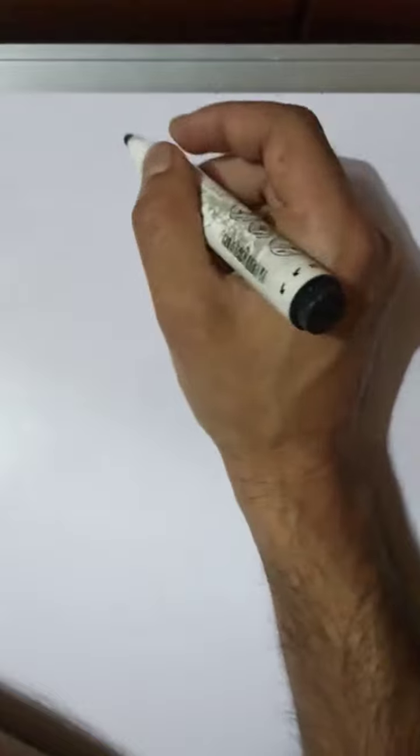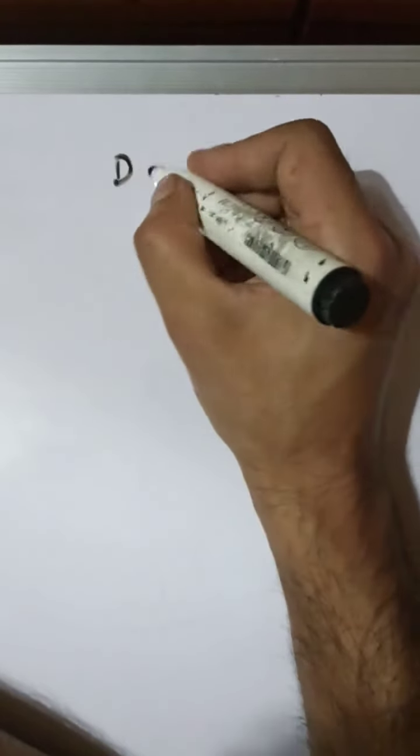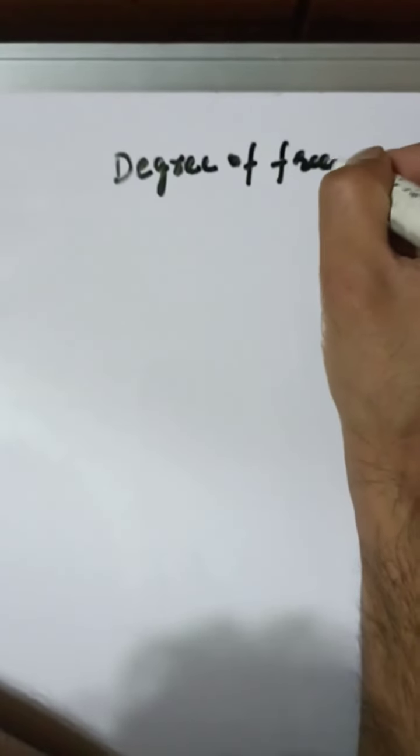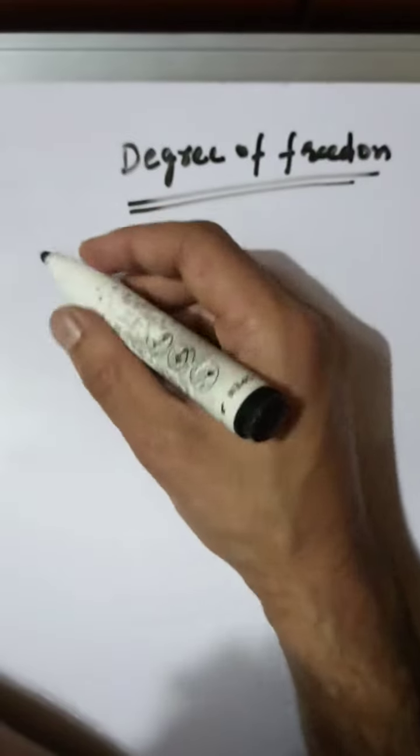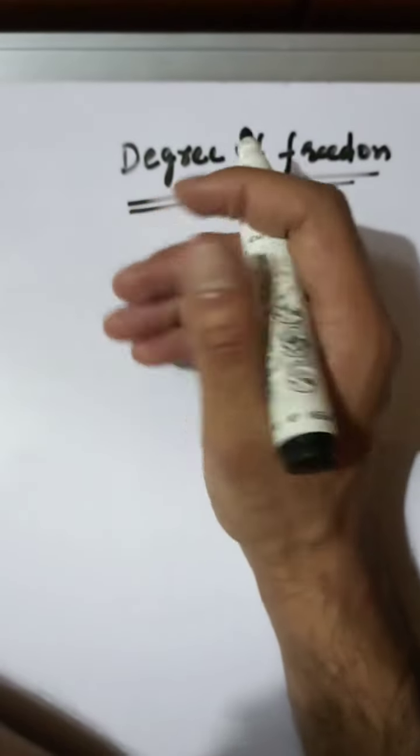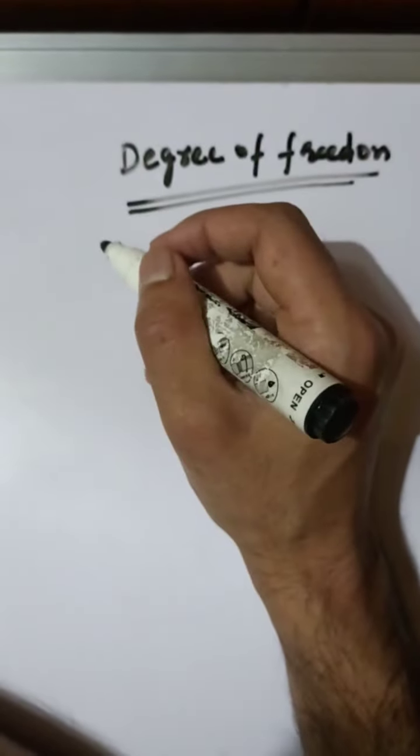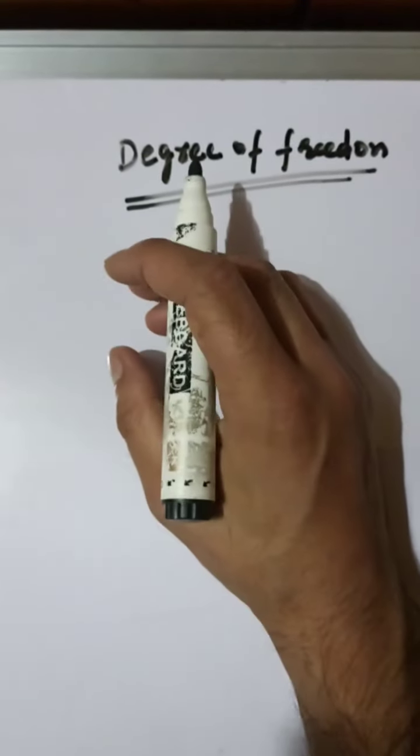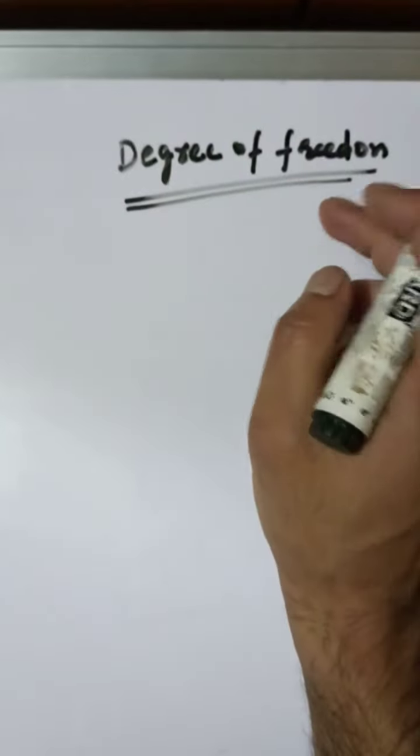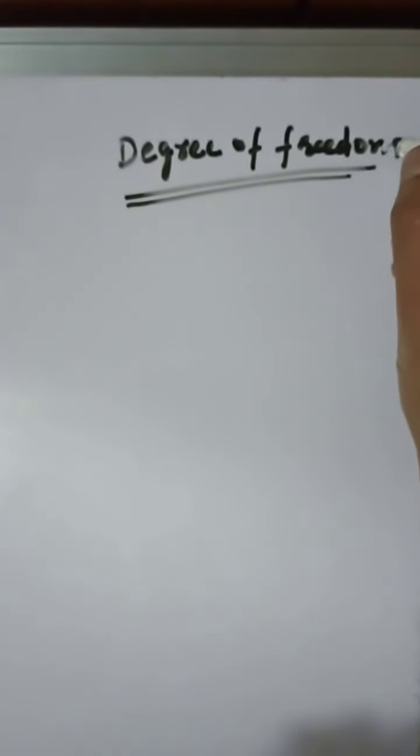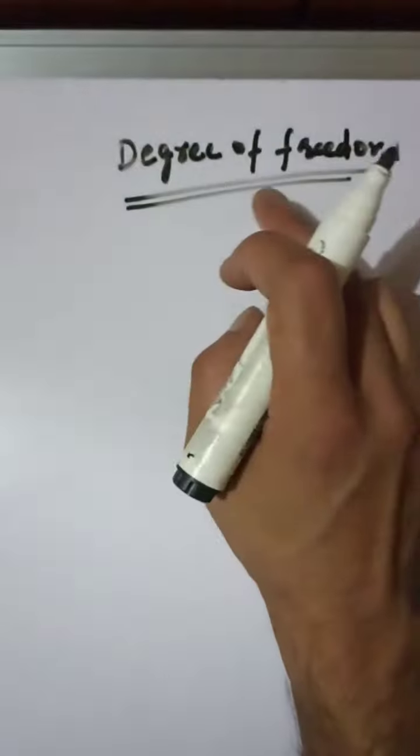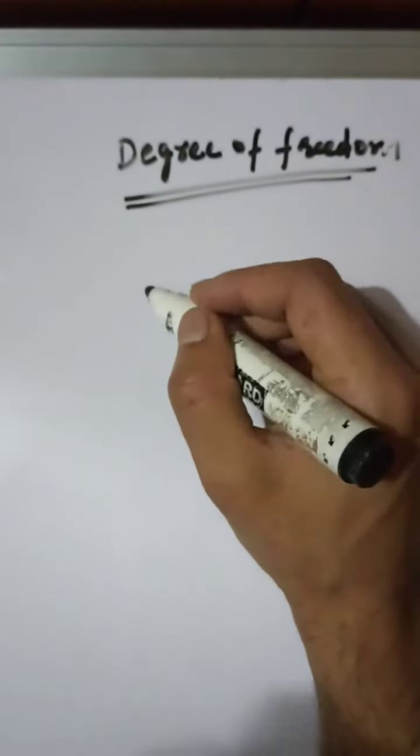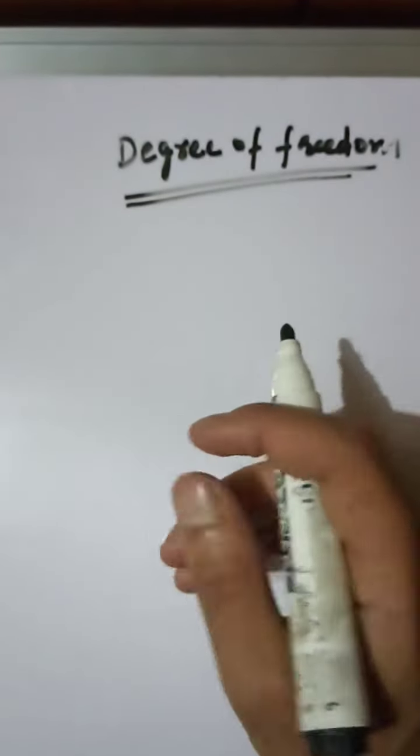Guys, today we are going to do a new topic, a new concept, that is the degree of freedom. So basically, what the degree of freedom is. Degree of freedom means this term tells us the number of independent coordinates that are required to describe the motion. So basically the degree of freedom tells us that if there is a link, in how many directions it can move.